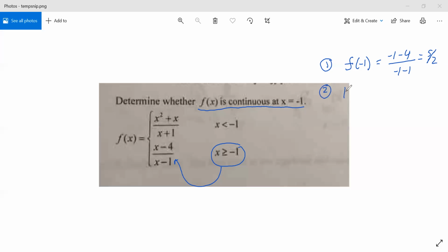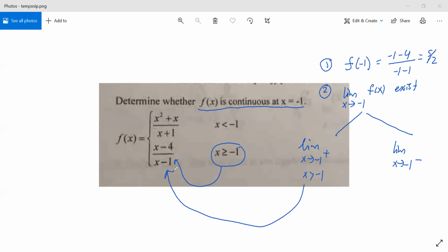Now second, I have to show that the limit of the function exists, and that will be the left and right limits. It depends on whether the right limit and the left limit agree or not. Look at that now. If x is approaching -1 from the right side, then your test values are bigger than -1, and again, you're going to plug it into that function. I'm going to plug -1 here, which will also be 5/2.